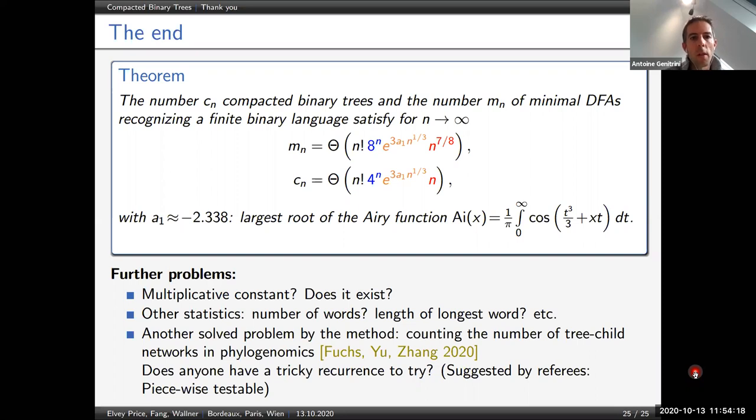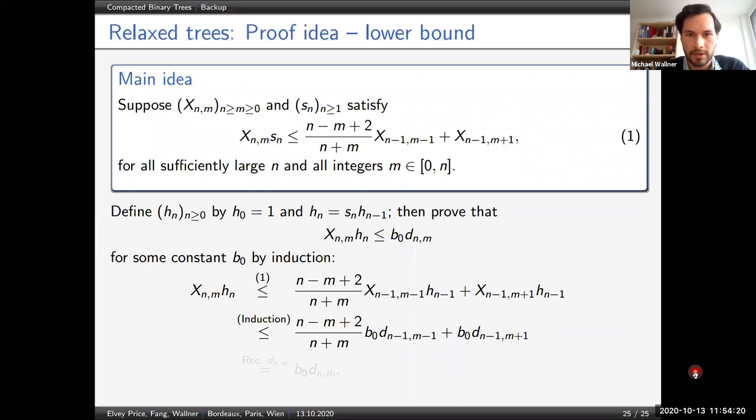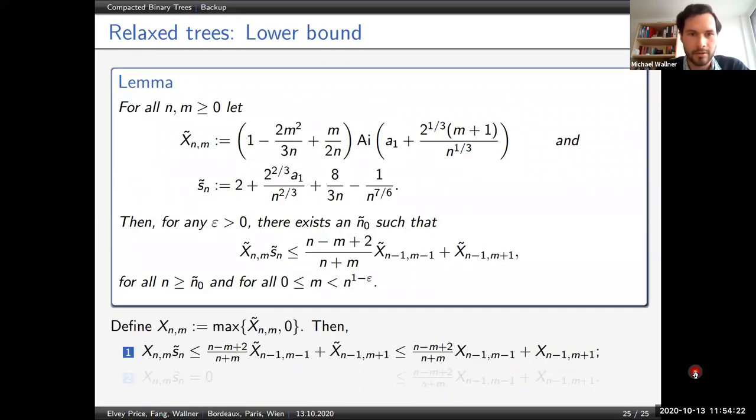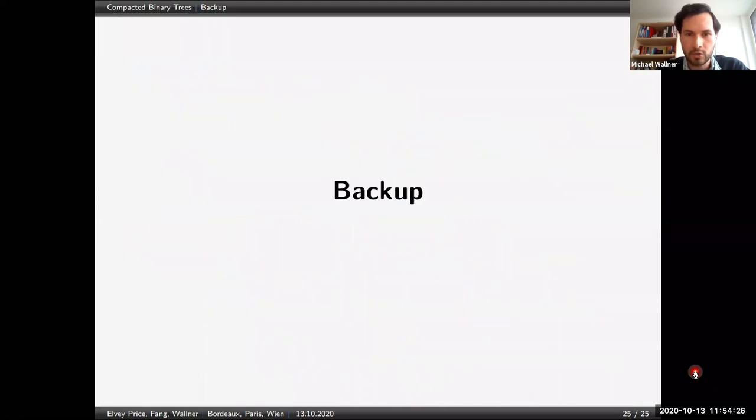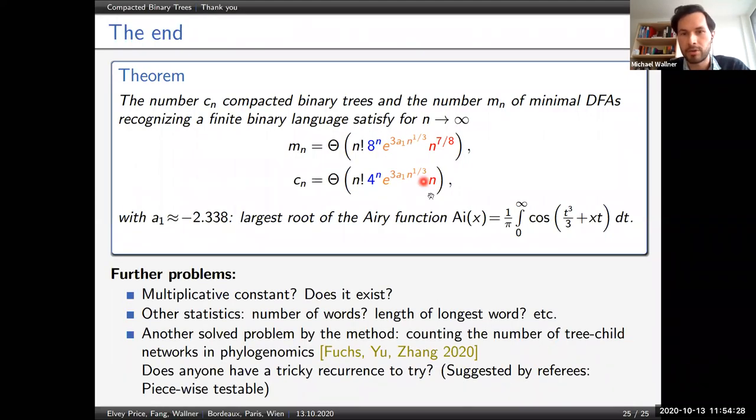Yes. Asymptotics? Do I have it here on my slides or not? No, I didn't put it on my slides, but yes, there is. The only thing which changes is the polynomial term. So it's like compacted trees, everything is the same, but here we have an n to the 3/4, and we could get even more terms. Compacted and relaxed trees are just off by a polynomial term n to the 1/4.